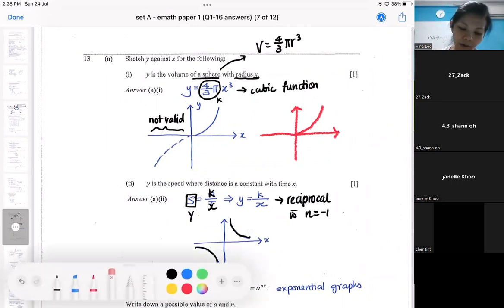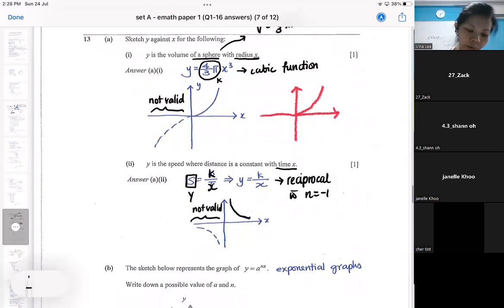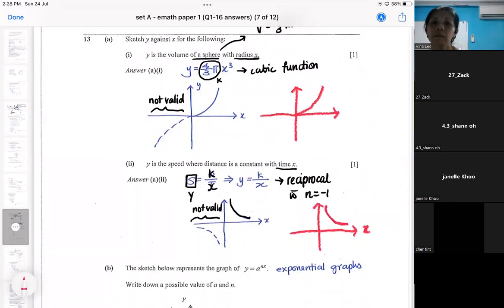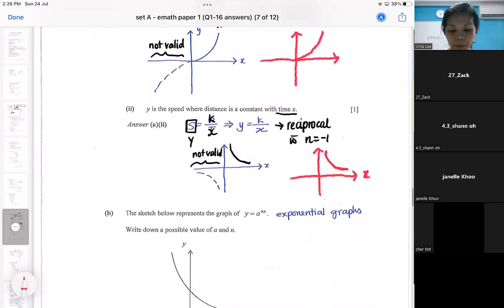Again, why I dotted this part is because in my context, x is not valid for negative. So again, you can choose not to put a dotted line. You can just choose to show the shape. Okay, so this is under the function and graph. Then the next one is on the exponential graph.